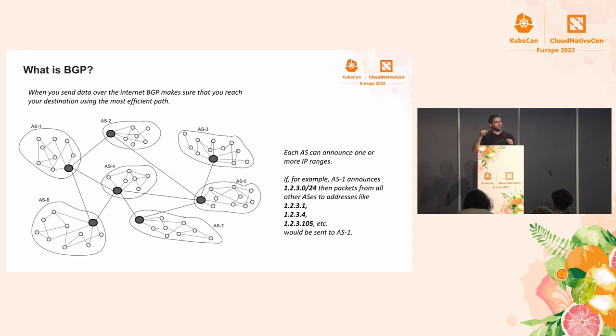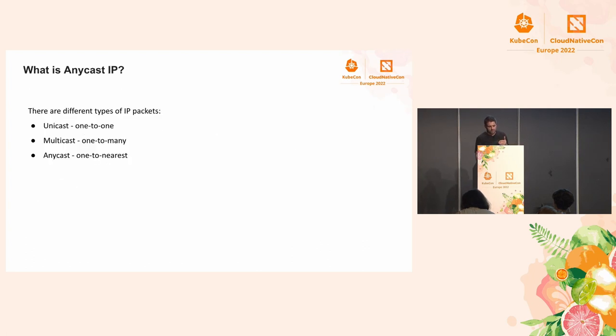Then, when there is a packet that needs to reach one IP from that range, everybody in the world knows where to send it. And when it reaches this guy, it uses internal routing to find the exact server with the exact IP address and sends your packets there, if that server exists. And it will be the shortest path. This is important because it is what I'm going to be using in my demo.